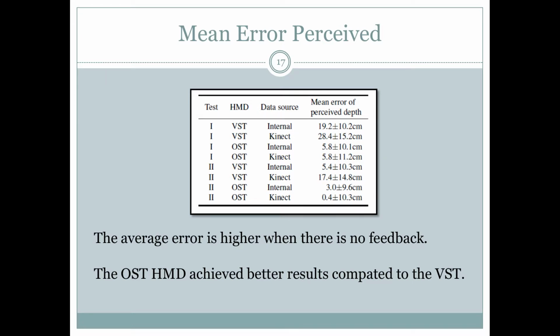Whereas for the optical see-through device, the internal measures and the Kinect measures are more or less the same. So the internal registration of the MetaVision is better in that regard. It is able to overlap the virtual world with more fidelity with respect to the real world.